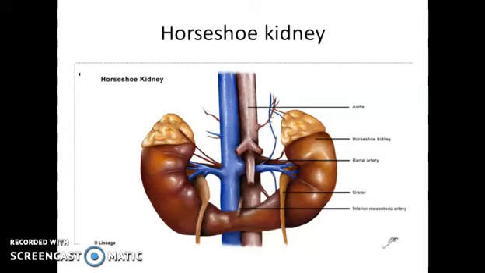In horseshoe shaped kidney, the lower poles of both the kidneys are united by means of an isthmus. The horseshoe-shaped kidney is usually at a lower level because it cannot ascend upwards because of the inferior mesenteric artery.